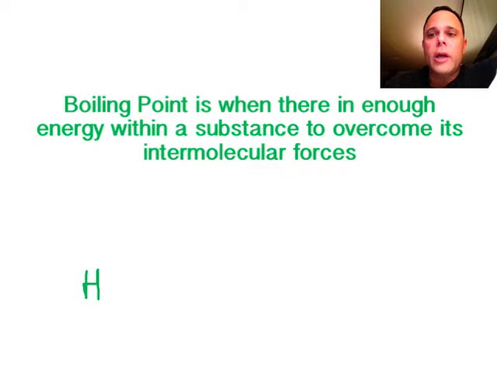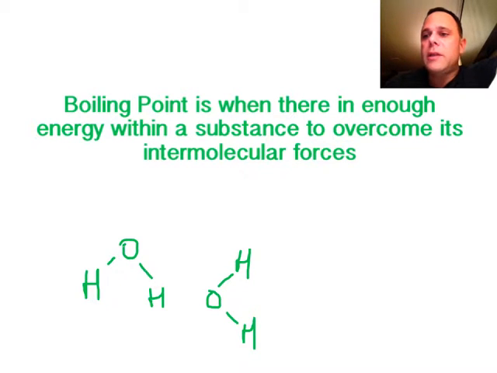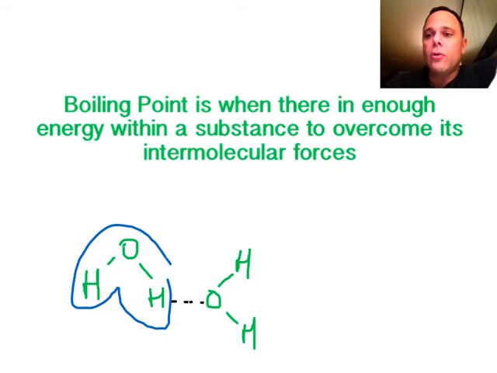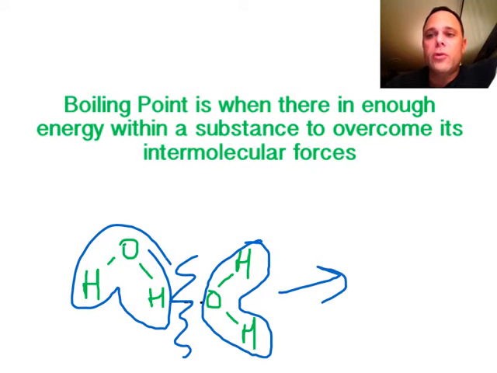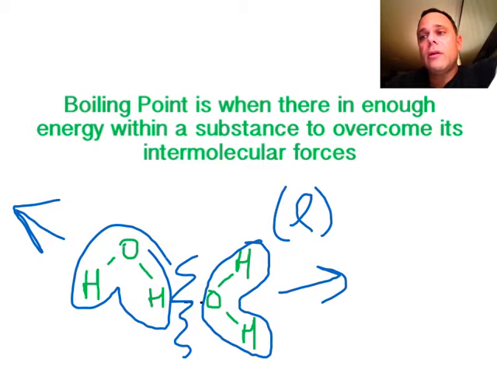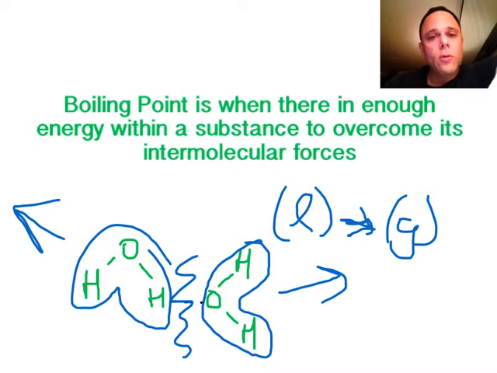So if I were to draw a water here, and another water here, and put in the dashed line to represent the hydrogen bond, the force that is holding this one water molecule to another, we would need to add enough energy to break this bond so that these water molecules can go their separate ways and boil, going from a liquid to a gas. So, in order to boil, we must break intermolecular forces.